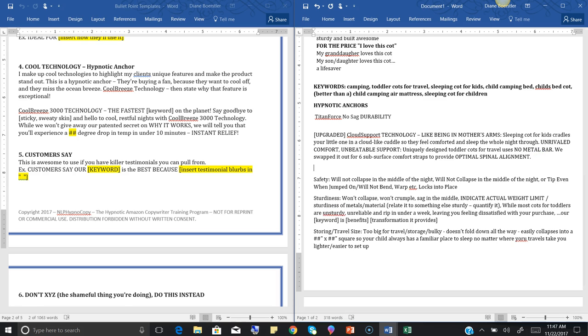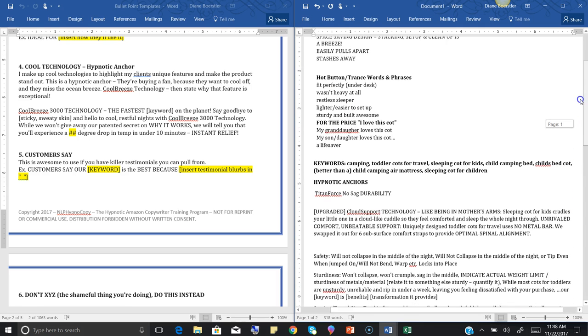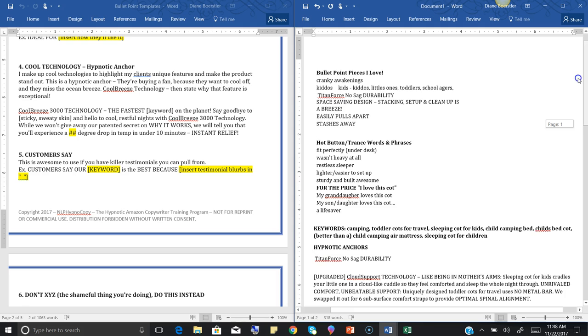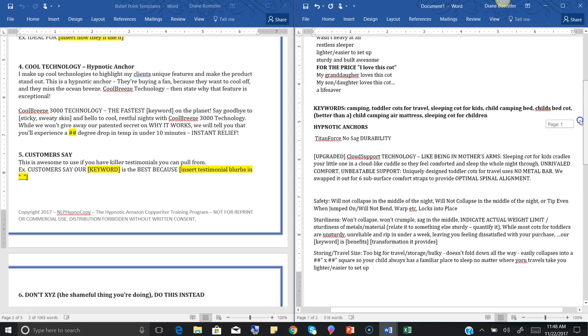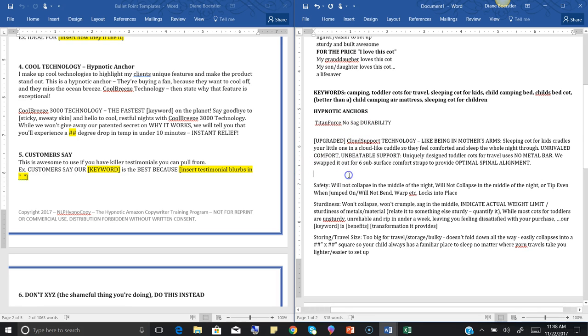Okay, so safety. So let's go up here. Whenever it comes to safety, I want to see specifically what people said. A breeze, easily pulls apart, stashes away, kiddos, little ones. They kept talking about collapsing. So we'll say something else, and again, this is for your hook before you get into your actual hypnotic bullet point templates, okay? So you could say won't collapse, and you could go into customers say, right? So customers say blah blah blah.